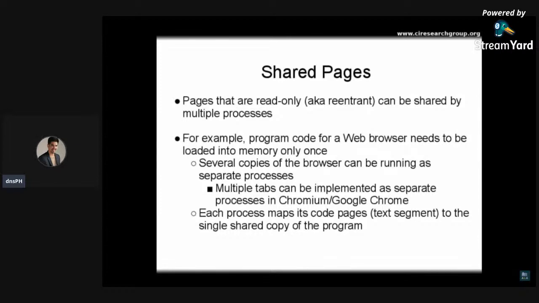In the case of a web browser, for example, it is only necessary to load one copy of the browser program code into memory. Several copies of the browser can be run as several different processes, sharing the program code and thus saving memory. The open source Chromium browser and its Google Chrome derivative allow each tab to run in a separate process. Shared memory pages allow the code for the browser, any extensions, and any plugins to be loaded only once, saving memory.